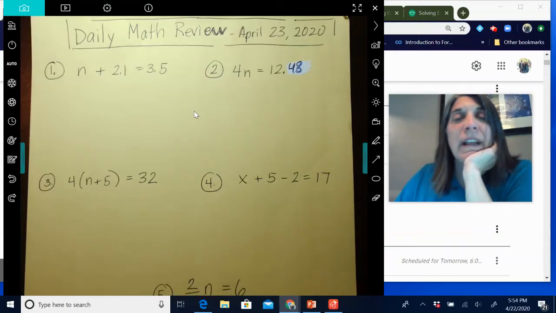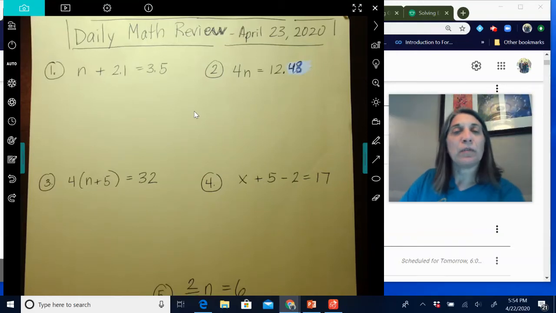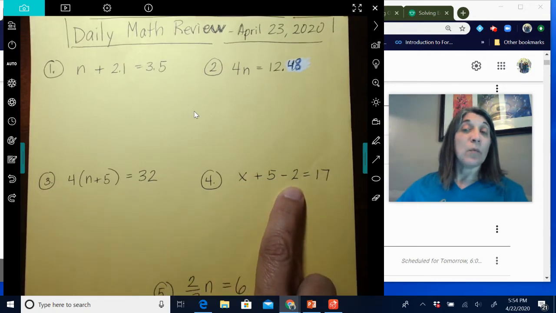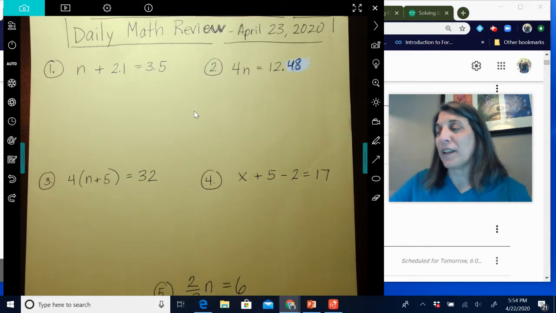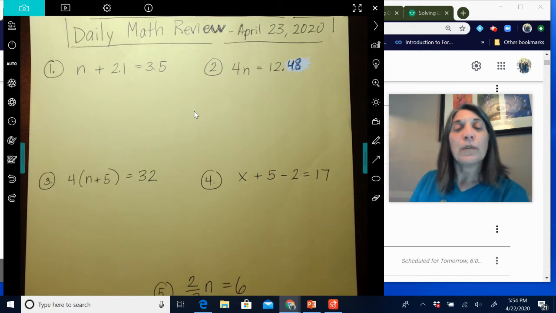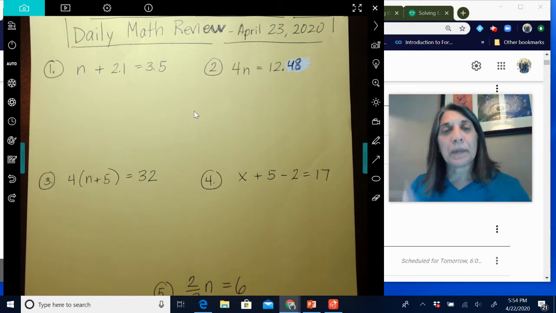Good morning. Okay, so hopefully you've already worked your daily math review. There were 5 problems, and this time I did a couple of ones that we've not done yet. I added in the distributive property, and I added in one that's technically a 2-step equation just to see if you guys could do it. So I also, you notice, combined multiplication, addition, subtraction, addition, because obviously that's our next step.